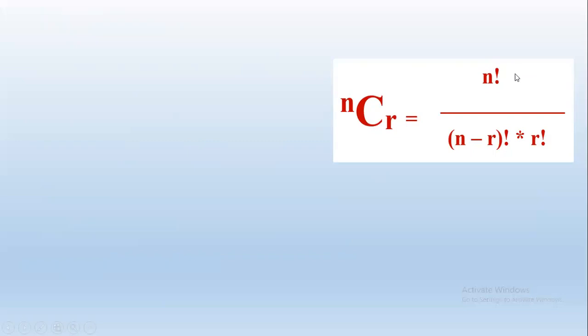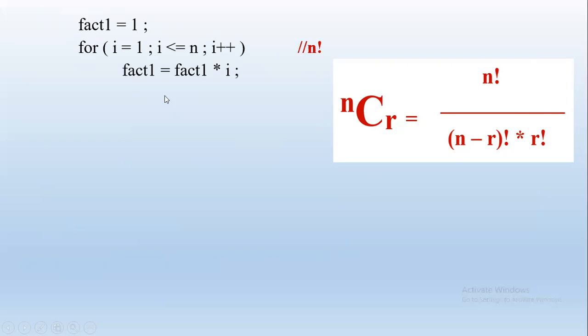So we know the formula. So step by step we will compute. First we need to compute n factorial. So this is the part of the code. fact1, since it is multiplication, we are going to initialize with the multiplicative identity 1. Resultant variable should always be initialized with the identity. Otherwise, we will get some garbage value when we multiply.